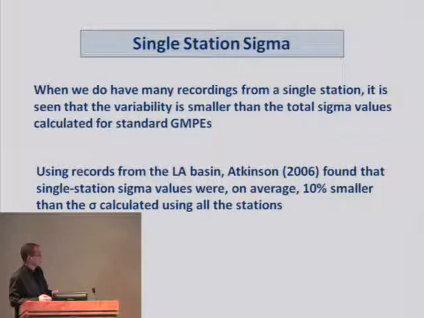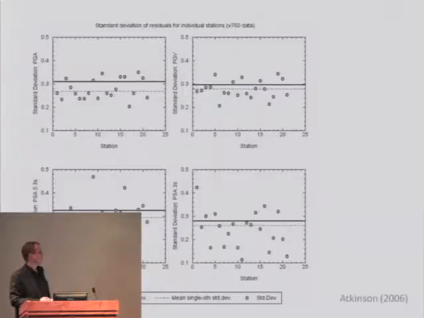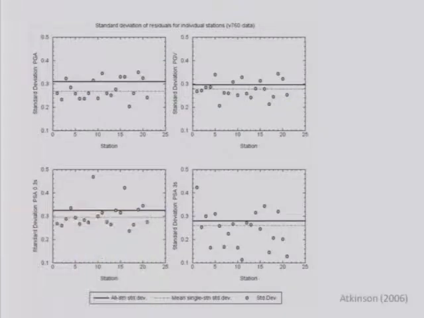Gail Atkinson published something along these lines 4 years ago using ShakeMap reports from the LA basin, and she found on average that if she calculated the sigma values at individual stations, they were 10% smaller. So you can see the reductions she's finding here for PGA, PGV, spectral ordinates. And it varies from parameter to parameter, and of course from site to site, but she did illustrate a systematic reduction in the total variability when we're looking at individual sites.